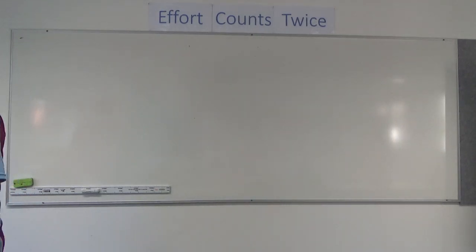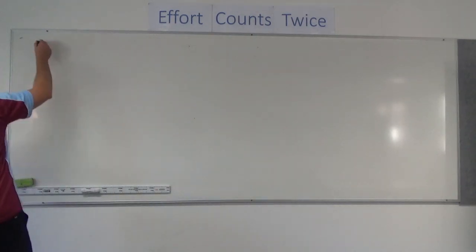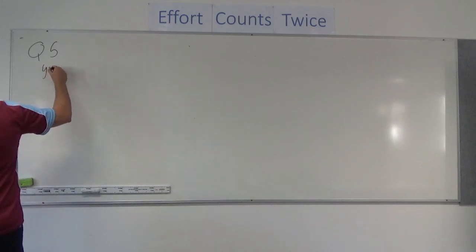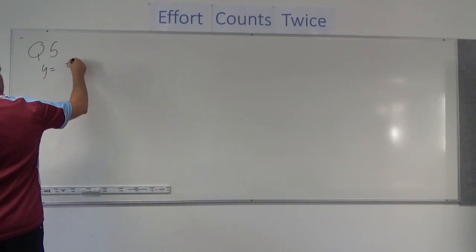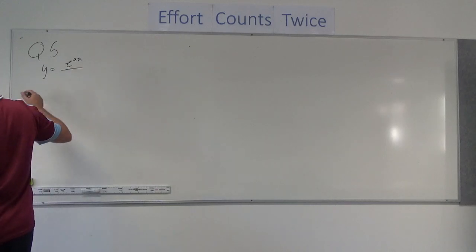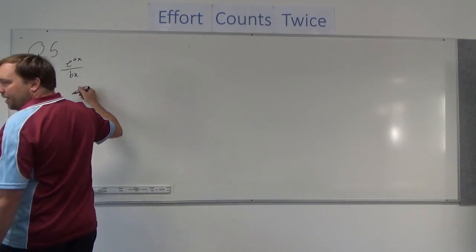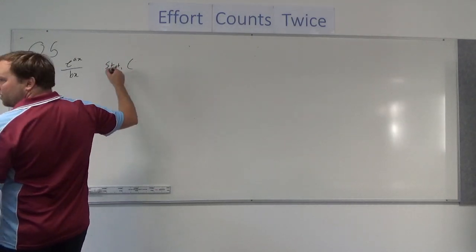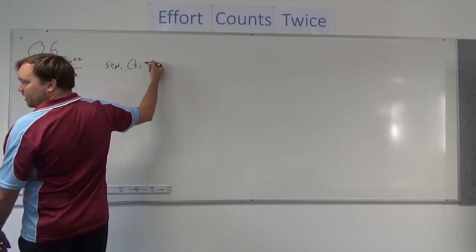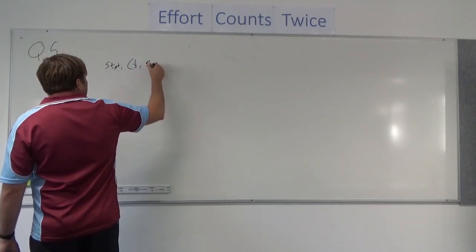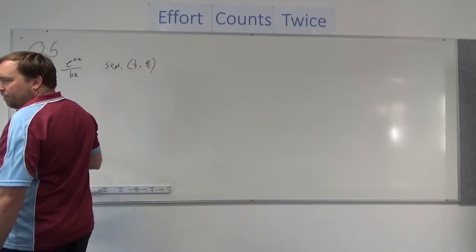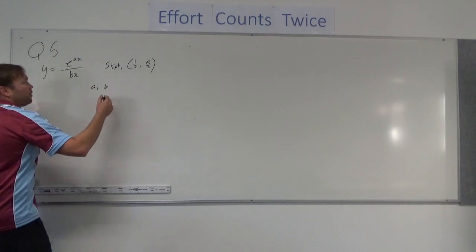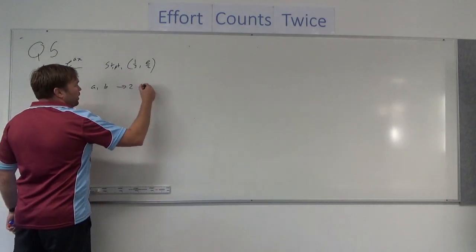Alright, question 5. Question 5 is y equals e to the ax over bx with a stationary point at (1/3, e/2). Find a and b. Alright, if we're after a and b, we want 2 equations.